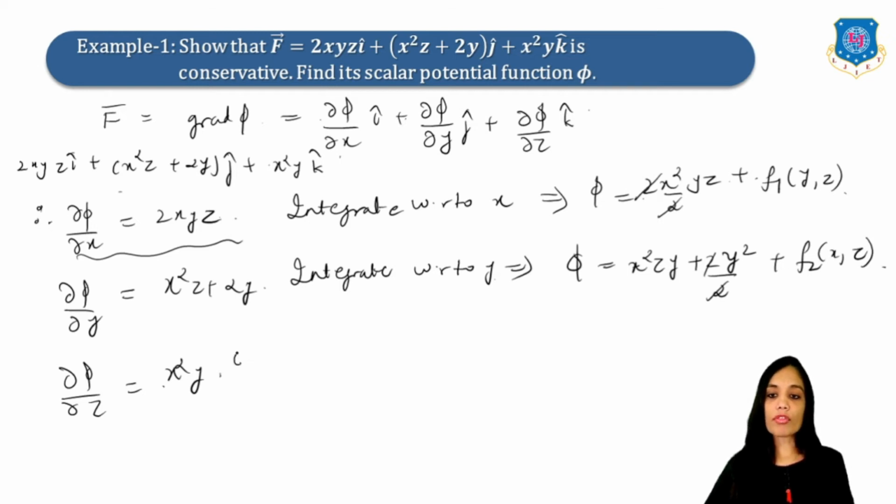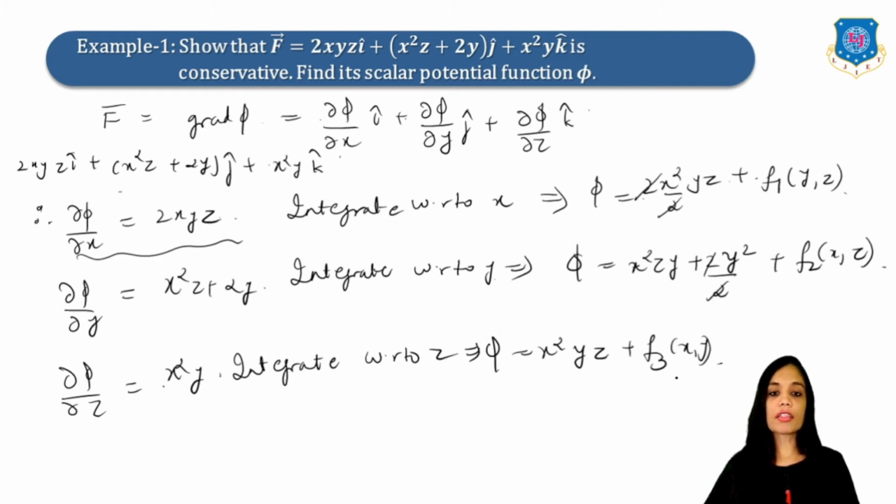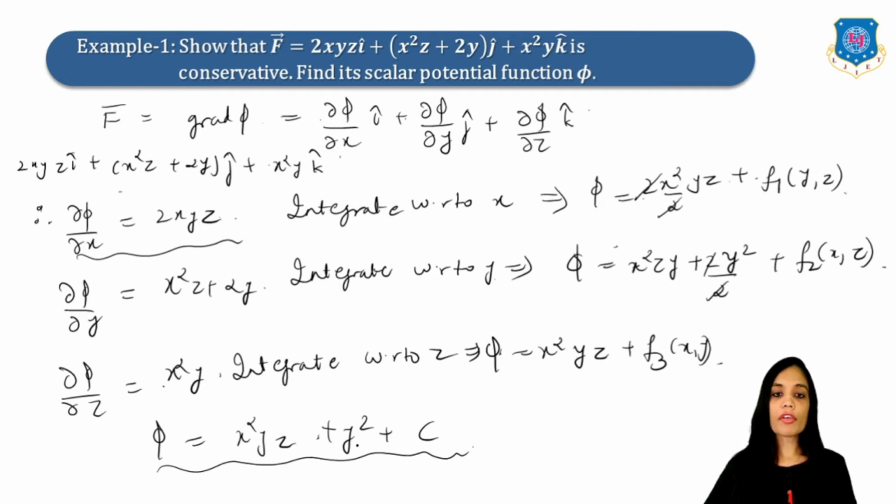And lastly, you have to integrate this with respect to z. Your phi will be x square yz plus f3 of x comma y. Now you have to write the terms for phi from these three. You have to write each term one time. So first write x square yz, and one more term, y square, plus c. In general, all the constants are written as c. So this is our scalar potential function phi.